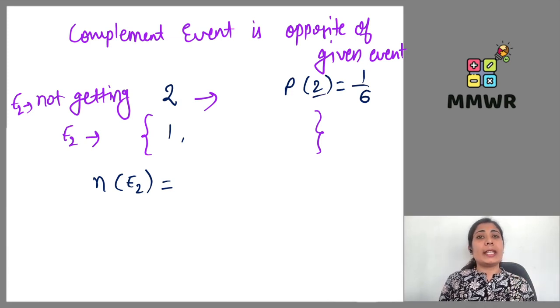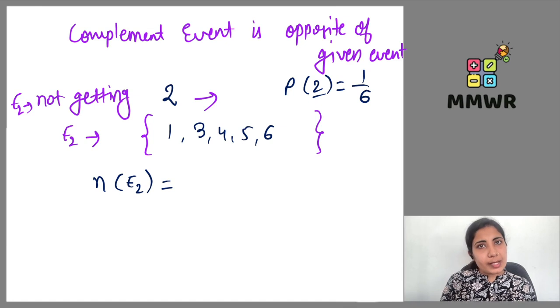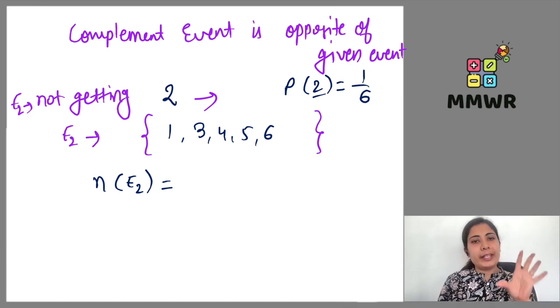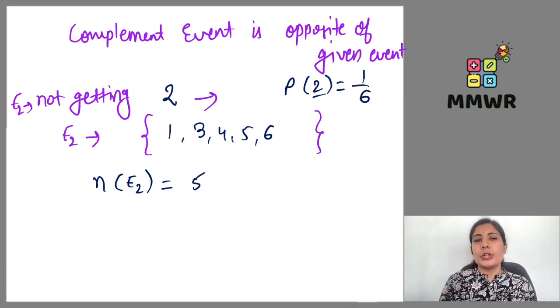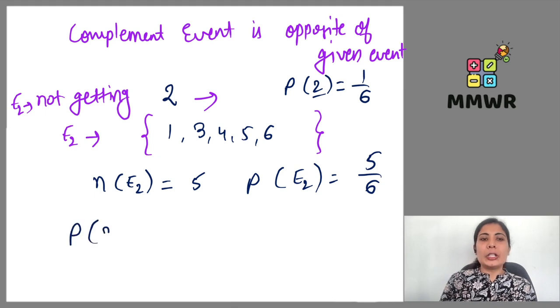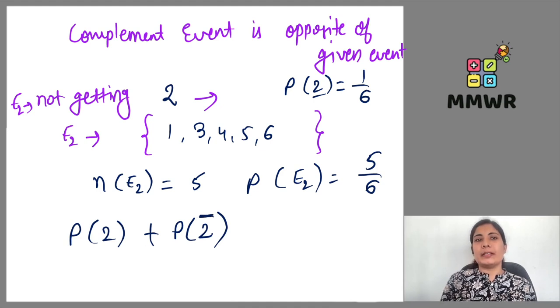Now probability of not getting 2 will be 1, 3, 4, 5, 6. So how many numbers are there which are not 2? 5 numbers are there which are not 2. So probability for not getting 2, event 2 I am writing, this will be 5/6. So probability of getting 2 and probability of not getting 2, this is the complementary event.